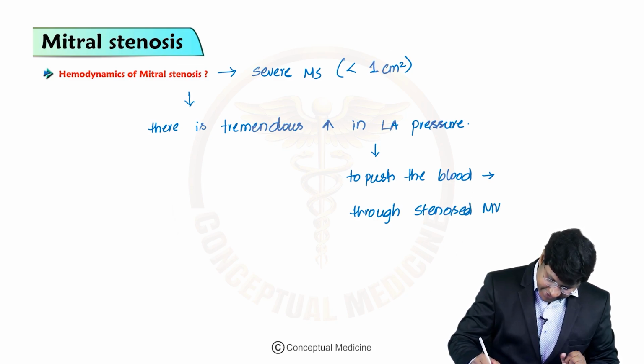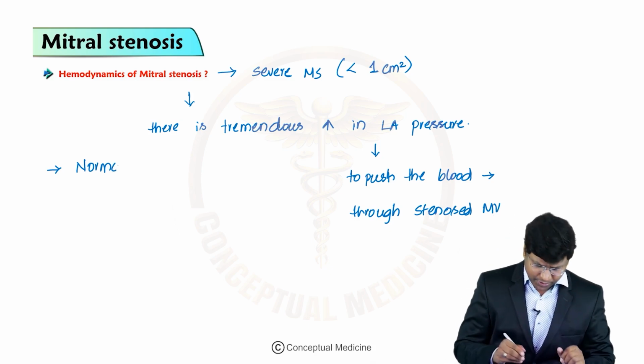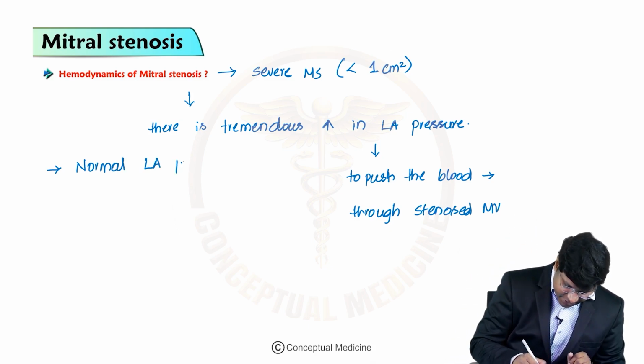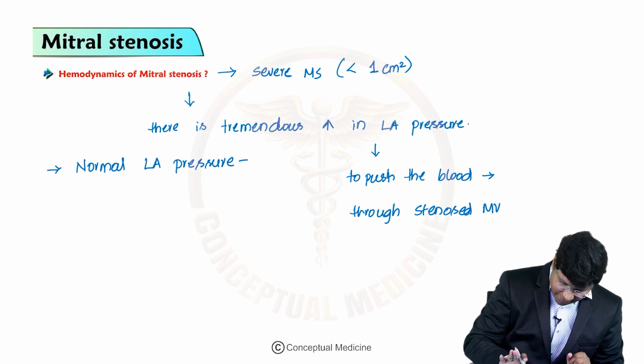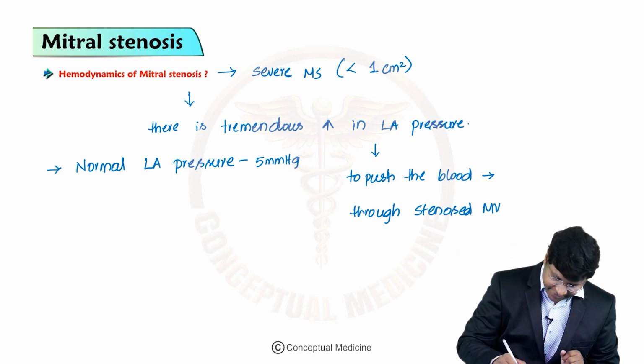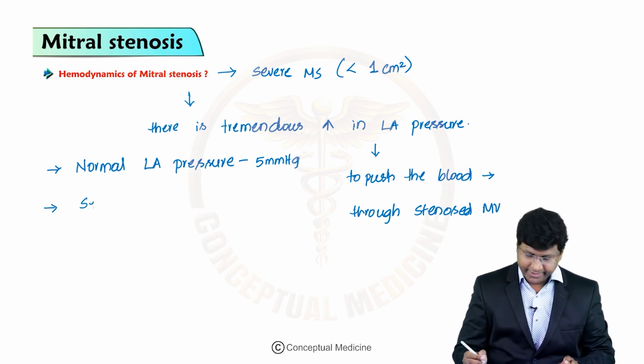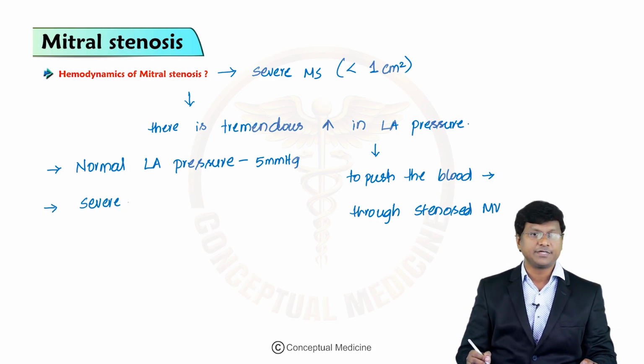Okay, so thereby, to push the blood through the stenosed mitral valve. So you take the normal left atrial pressure. How much will be the normal left atrial pressure? The normal left atrial pressure will be around 5 millimeters of mercury.